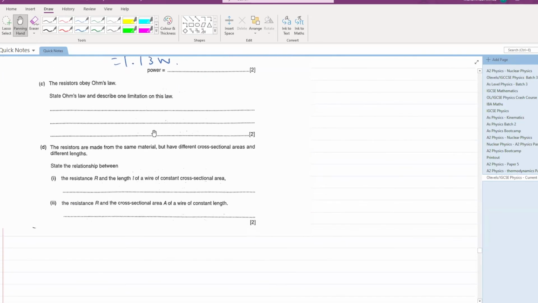The resistors obey Ohm's law. State Ohm's law and describe one limitation of this law. So what is Ohm's law? Ohm's law basically states voltage is directly proportional to current. And what is the limitation? Temperature must remain constant. I guess we have done this before as well. Okay, let's move on to the next one.